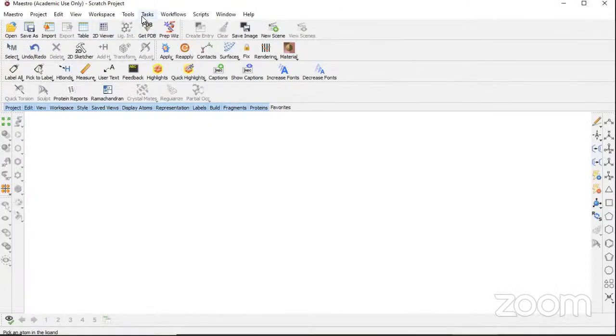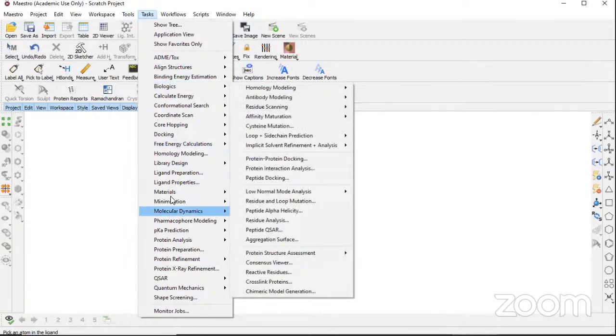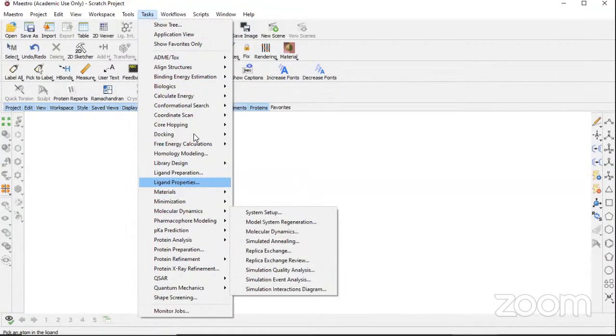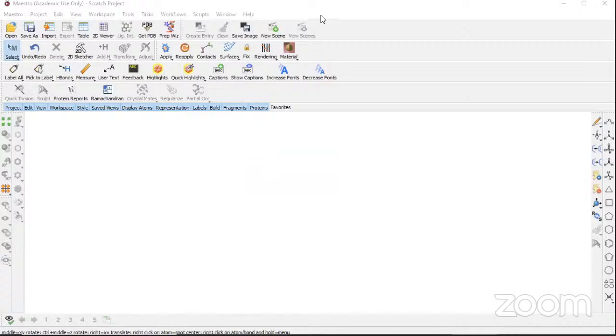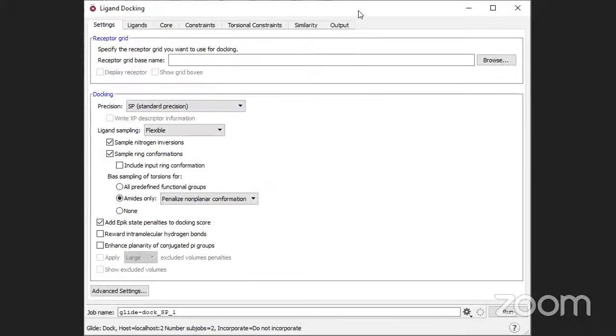Then go to the task option. There you will get docking, glide dock. You can click the glide docking option. Then you will get a window like this. Here you can see ligand docking. This is the final step in the molecular docking study, ligand docking.